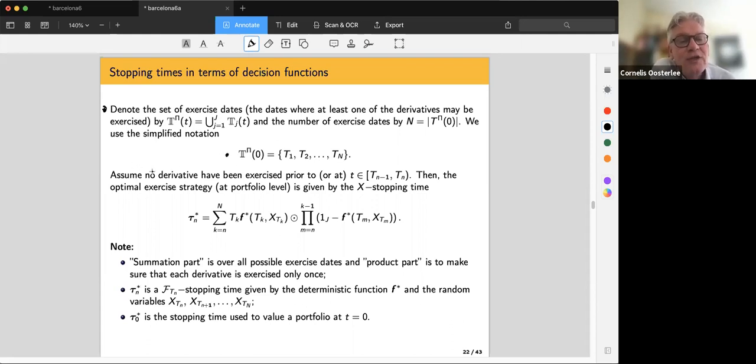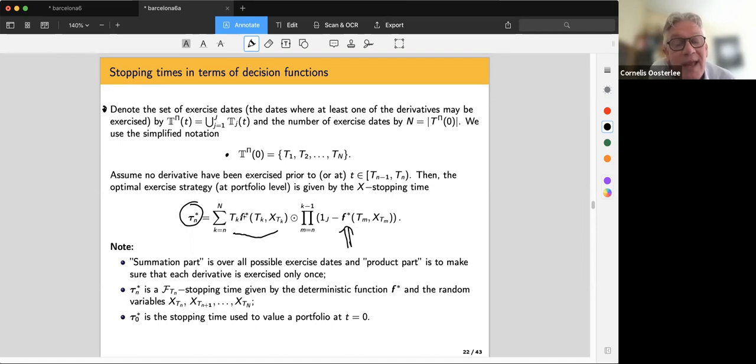Yeah, so suppose there's no derivative exercised prior to little t, then the optimal exercise strategy, tau star n, is a sum times a product. And these are these indicator functions of zeros and ones. The sum makes sure that at each time we look carefully whether it's an exercise time or not. And the product makes sure that there's only one exercise time.